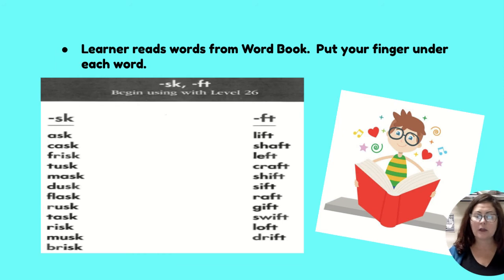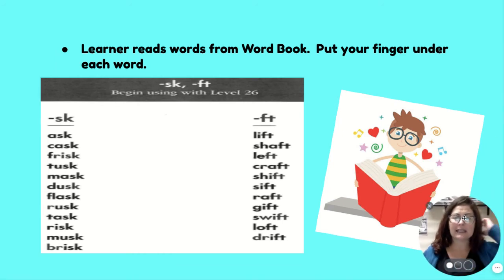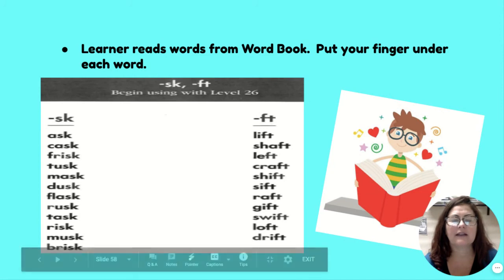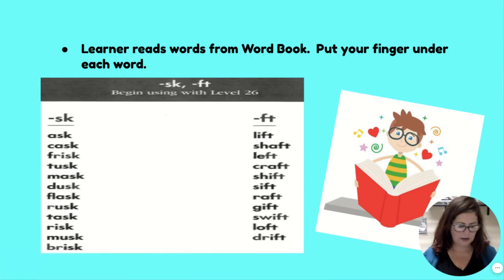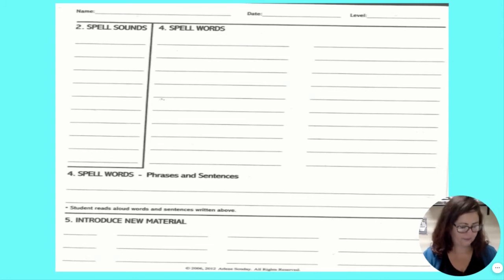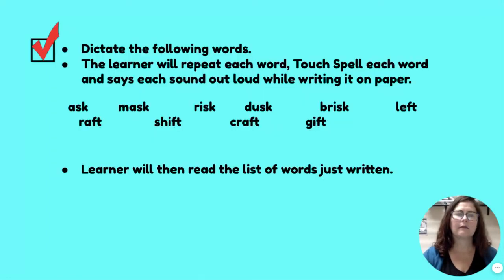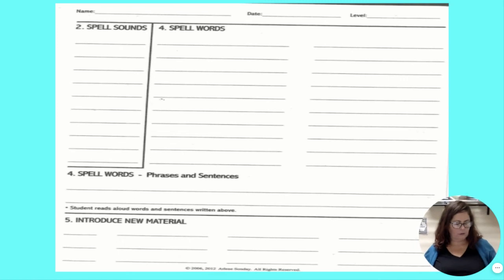Okay, when you're finished with that, now we're going to practice reading words that have these blends in them. So pause the video and read out loud words that have the sk at the end and words that have the ft at the end. Okay? Pause the video now and read those out loud. Not silently.